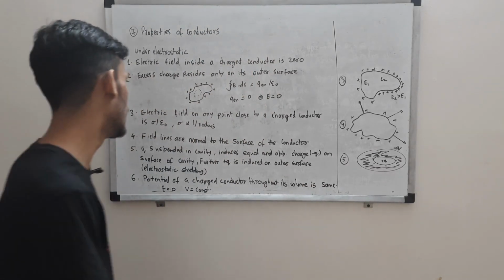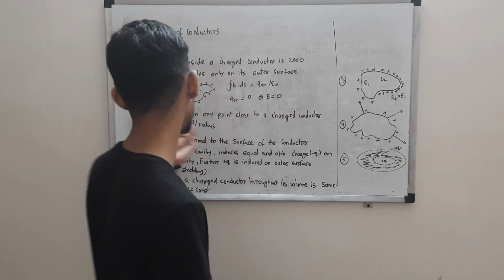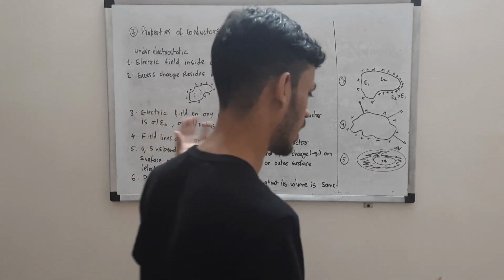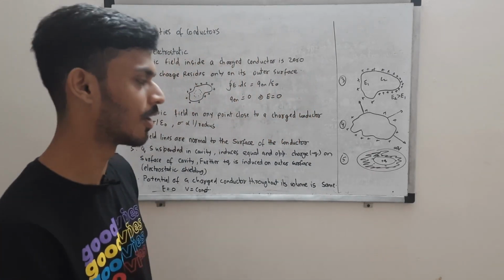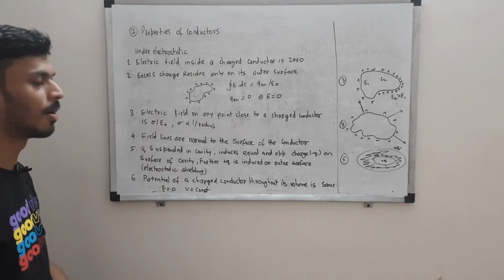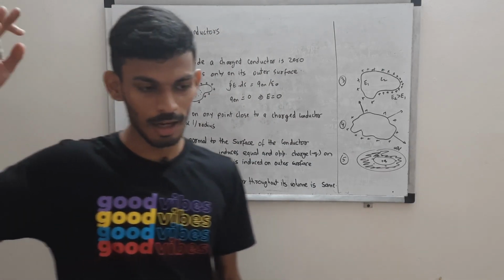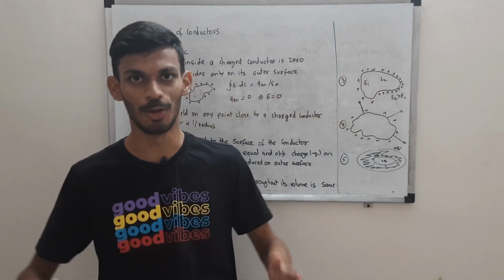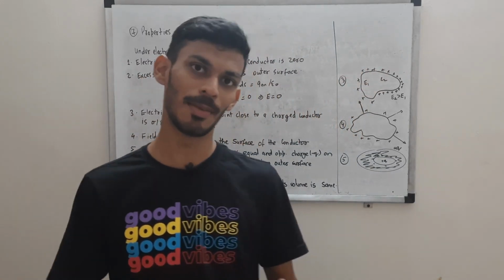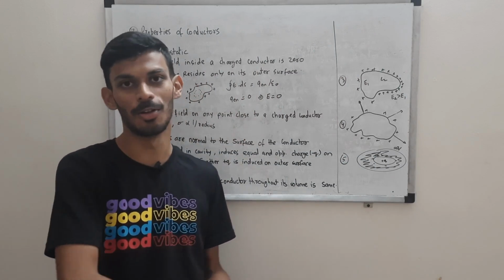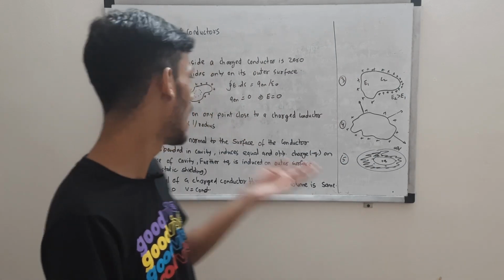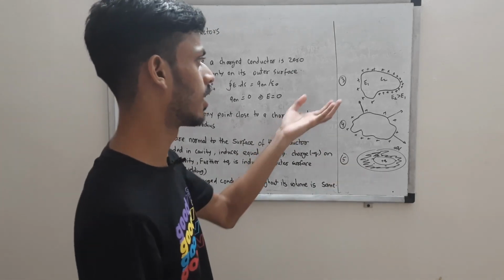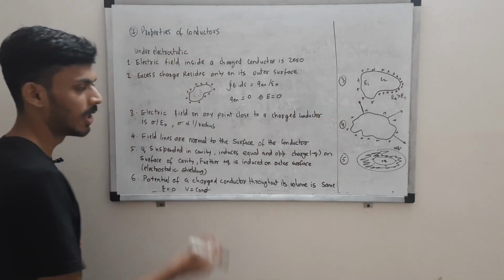Now let's come to point 3. Electric field on any point close to a charged conductor is sigma upon epsilon naught. You will see this in the case of your capacitor also. When we find the field for capacitor, it will come out to be sigma upon epsilon naught. If you remember, due to a plane sheet, the electric field was sigma upon 2 epsilon naught. So if you have two plates, it will be sigma upon 2 epsilon naught plus sigma upon 2 epsilon naught, which is half plus half, 1, sigma upon epsilon naught. So electric field close to a charged conductor, just beside it, will be sigma upon epsilon naught.